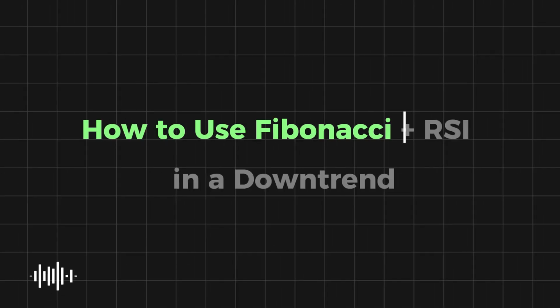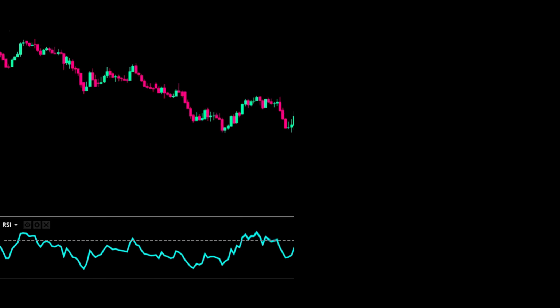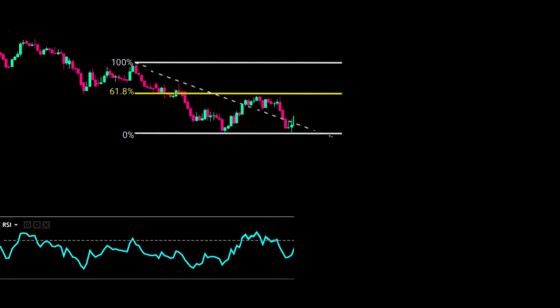How to use Fibonacci plus RSI in a downtrend. Let's look at a downtrend example. In this chart, the price is clearly in a downtrend, making lower lows and lower highs, and then it starts to pull back upward. We can apply the Fibonacci retracement tool to predict the end of this pullback. As the price moves up, it reaches the 61.8% Fibonacci retracement level, a key level traders watch for potential reversal. Here it shows a slight reaction.